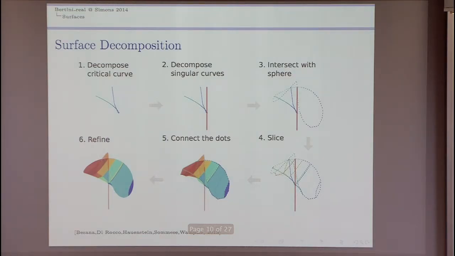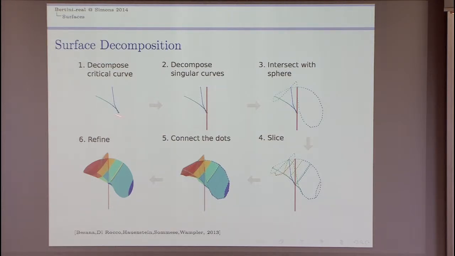So how do I produce my cellular decomposition into two-cells, which contain one-cells as boundaries, which contain points, or zero-cells, as boundaries? The boundary is, topologically, a circle. Yes.